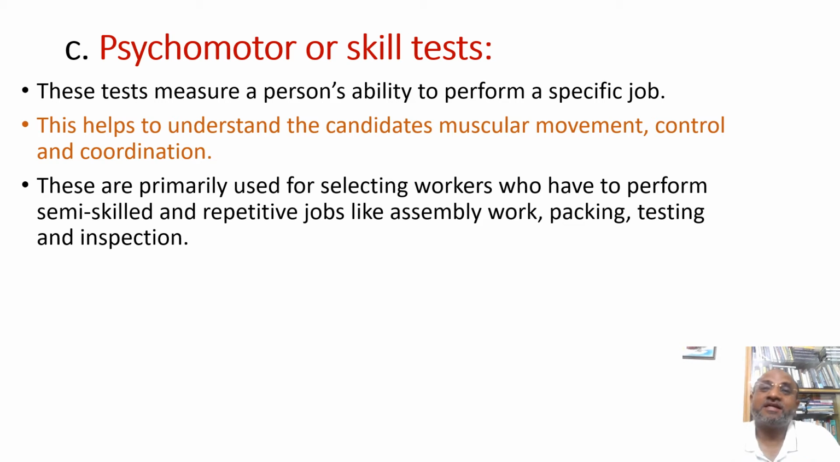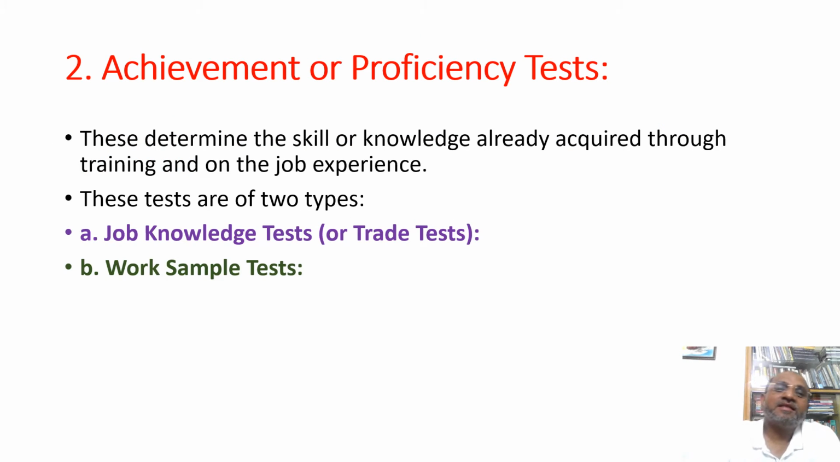So for that type of jobs we conduct this psychomotor or skill test. Now there may be some semi-skilled jobs like a person working in an assembly line or packaging or testing, inspection. This is the repetitive type of job that they do. So their proper coordination, muscular movement, control, all these things are very much essential. And the second main category is the achievement or proficiency test.